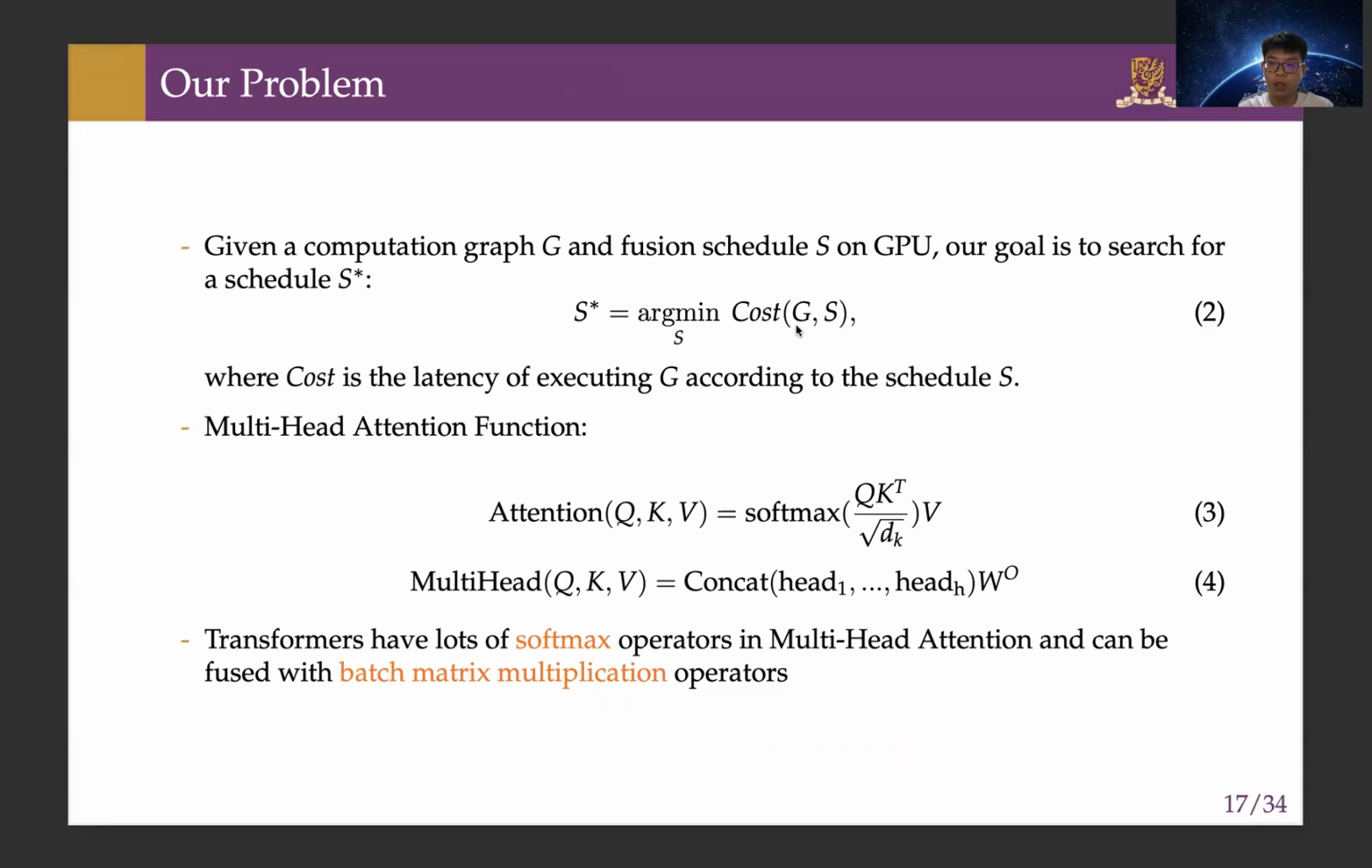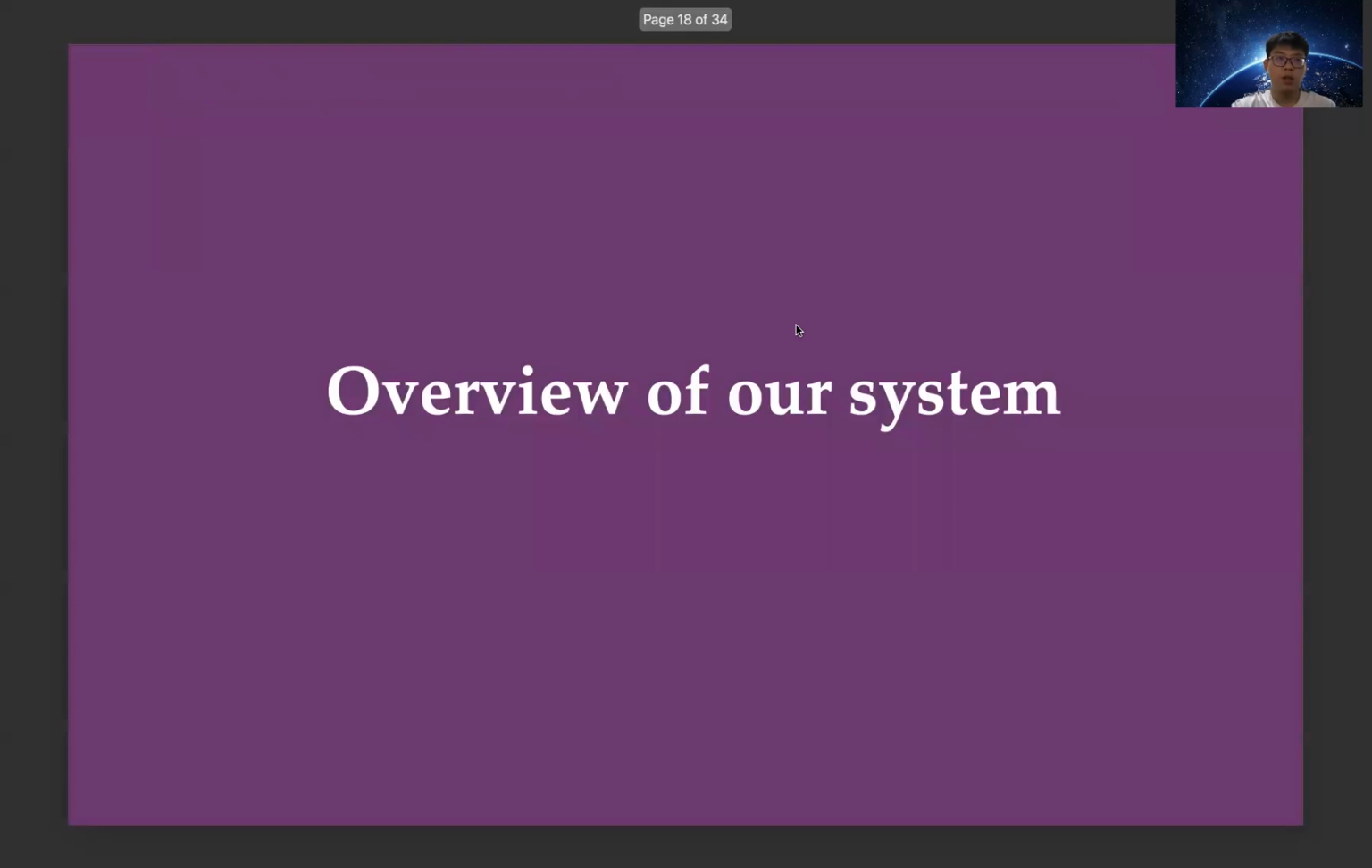In the transformer model, there are two important formulas. The first one is the attention(Q, K, V), which equals softmax of Q times the transpose of K over the square root of d_k, times V. And the multi-head(Q, K, V) equals head 1 to head h concatenated together times W^O. We have noticed that transformer models have lots of softmax operators in the multi-head attention, which can be fused together with batch matrix multiplication operators.